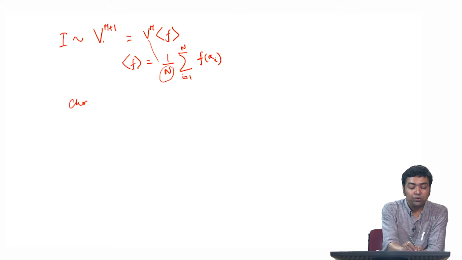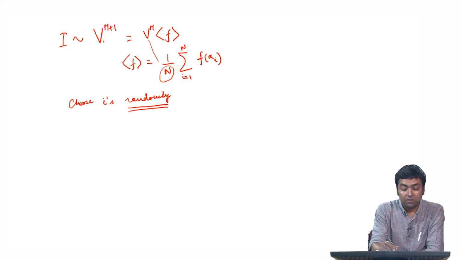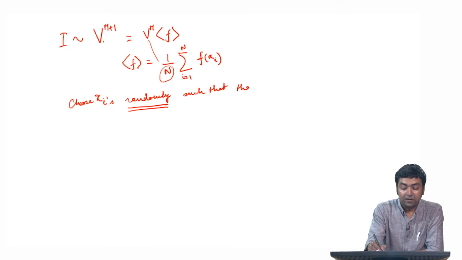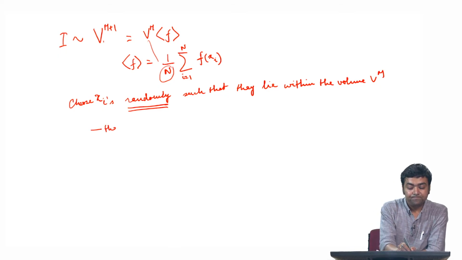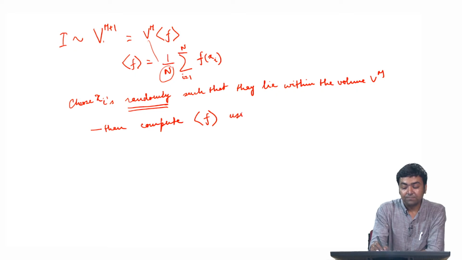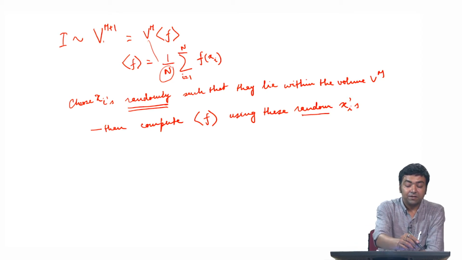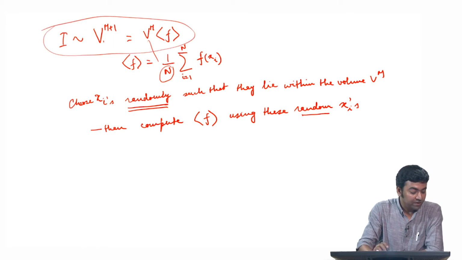So, the idea is choose x i's randomly such that they lie within the volume V m, and then compute the average value of the function using again these random x i's, and then you plug this in this equation and you will get an estimate of the integral.